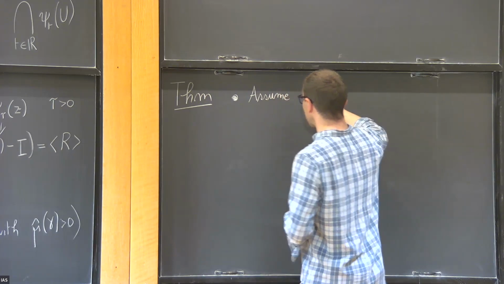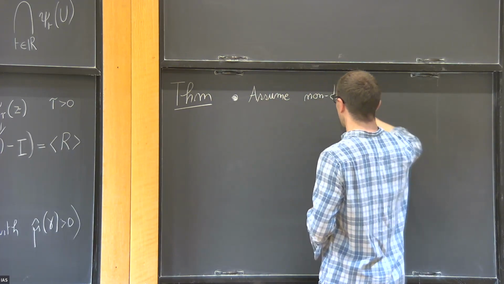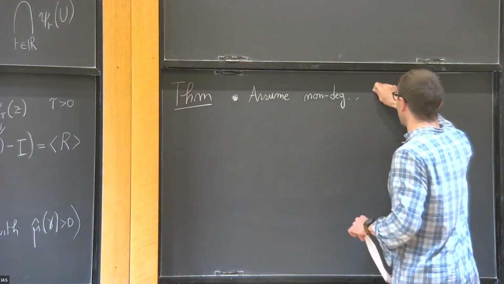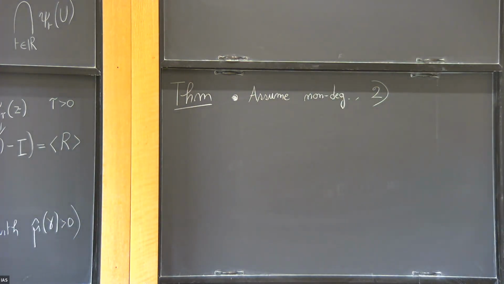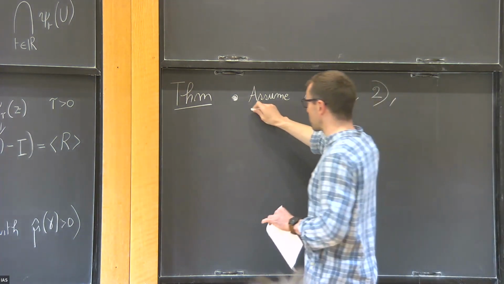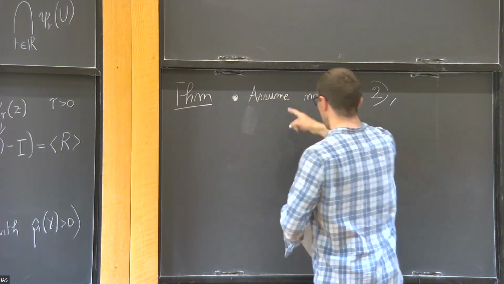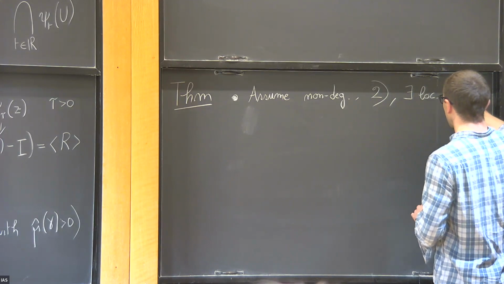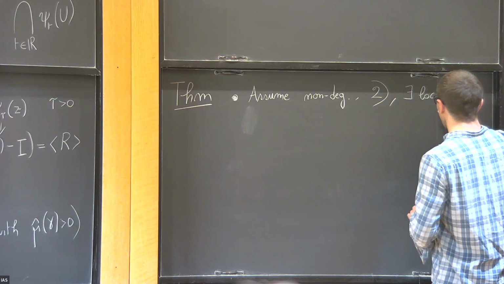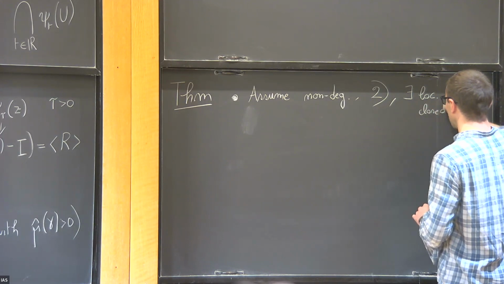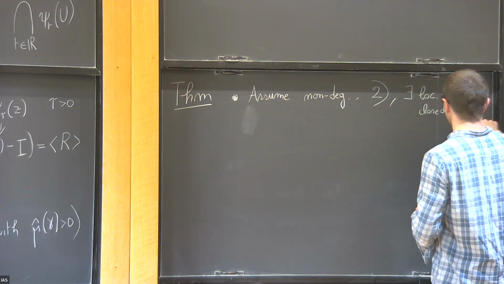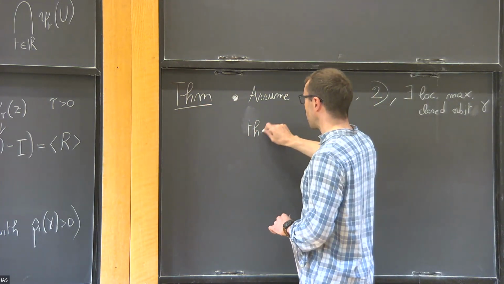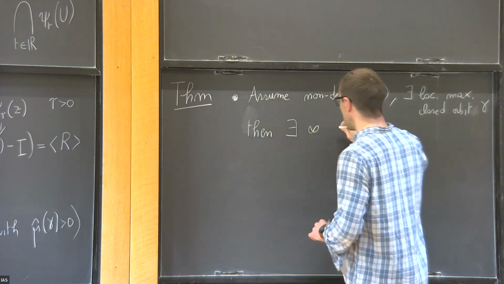Assume non-degeneracy. And assume this dynamical convexity, the proper one, the ordinary one. And so these are working assumptions, and then the real assumption is, so assume non-degeneracy two, and the existence of a locally maximal closed orbit for the Reeb flow. Then it's a forcing theorem. So then there exist infinitely many closed orbits.